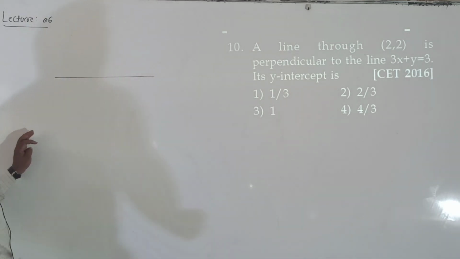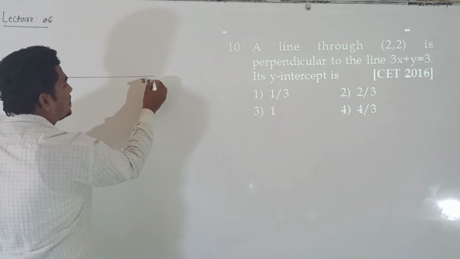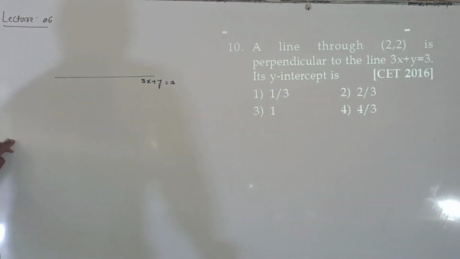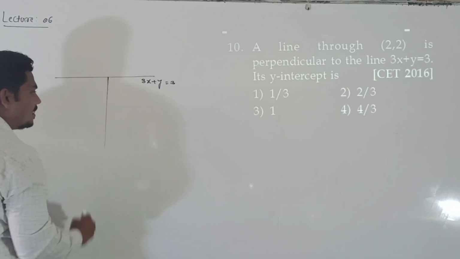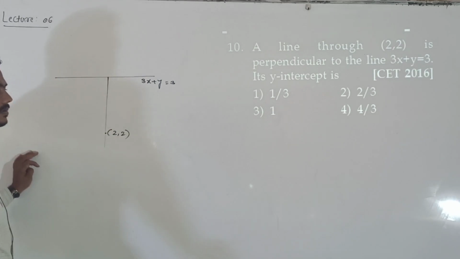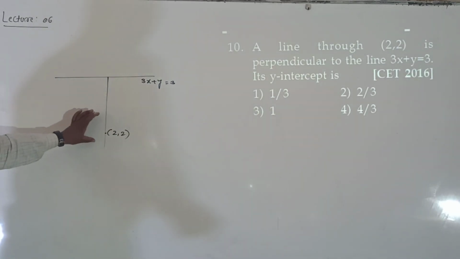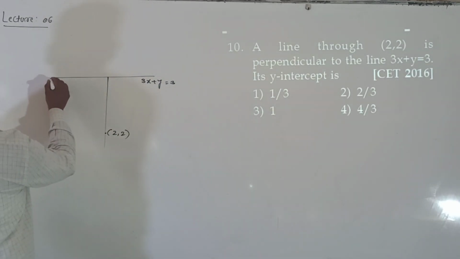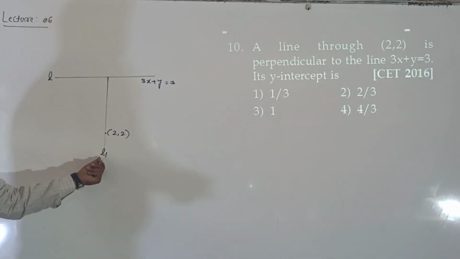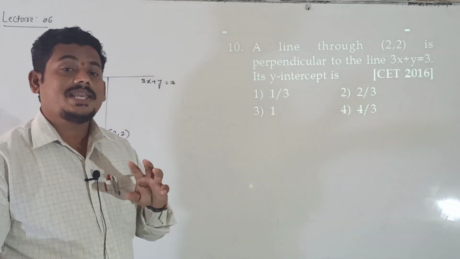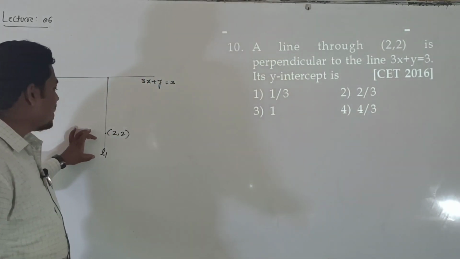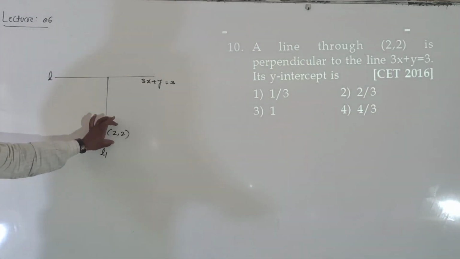Suppose this is the given line, 3x plus y is equal to 3, and our required line is perpendicular to this line and passing through the point (2, 2). Then what is the y-intercept of this line? This is L and this is L1. What do they ask? The y-intercept of our required line, the y-intercept of L1. First find the equation of L1.